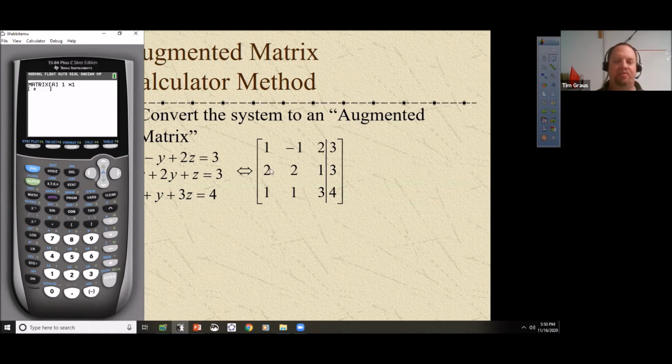I need to make this a bigger table. This has 3 rows and 4 columns, so I'm going to say it's 3 by 4. And notice that now it has spaces to put all those numbers in. So I want to put all the numbers in: 1, -1, 2, 3. Every time you hit enter, it's going to jump to the next box. 2, 2, 1, 3, 1, 1, 3, 4. Hit enter one more time.